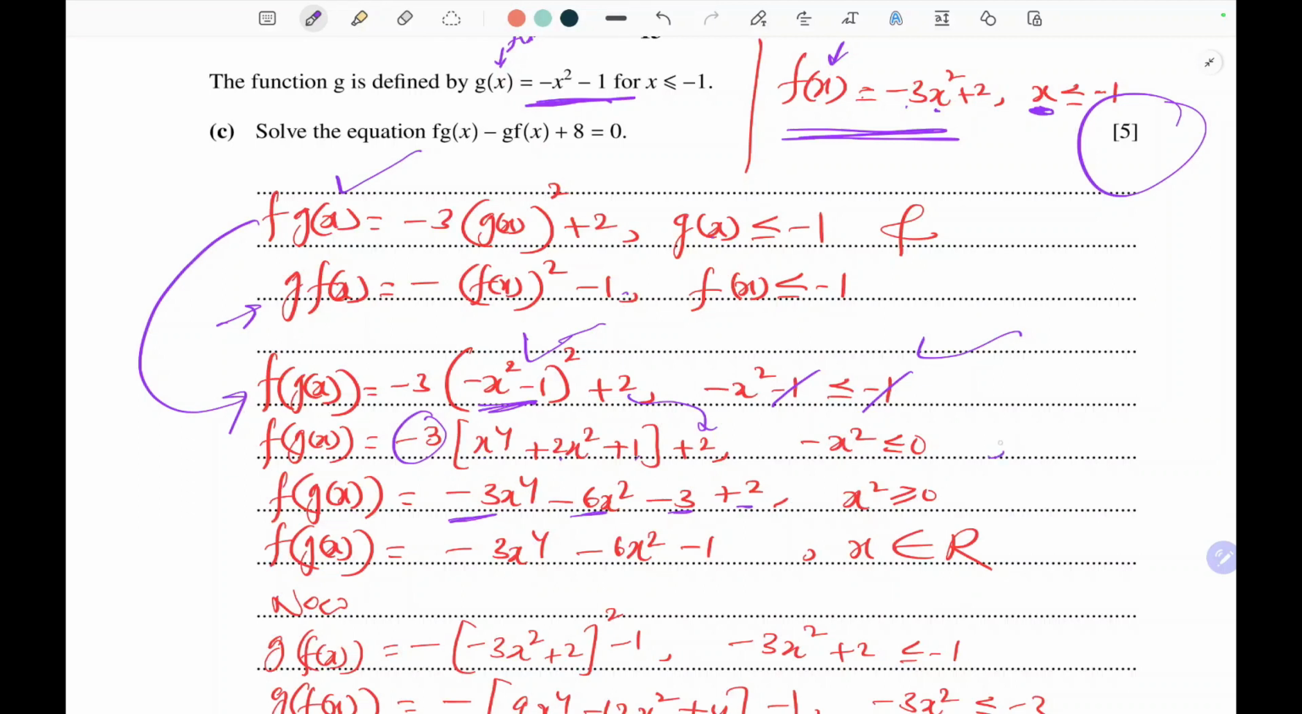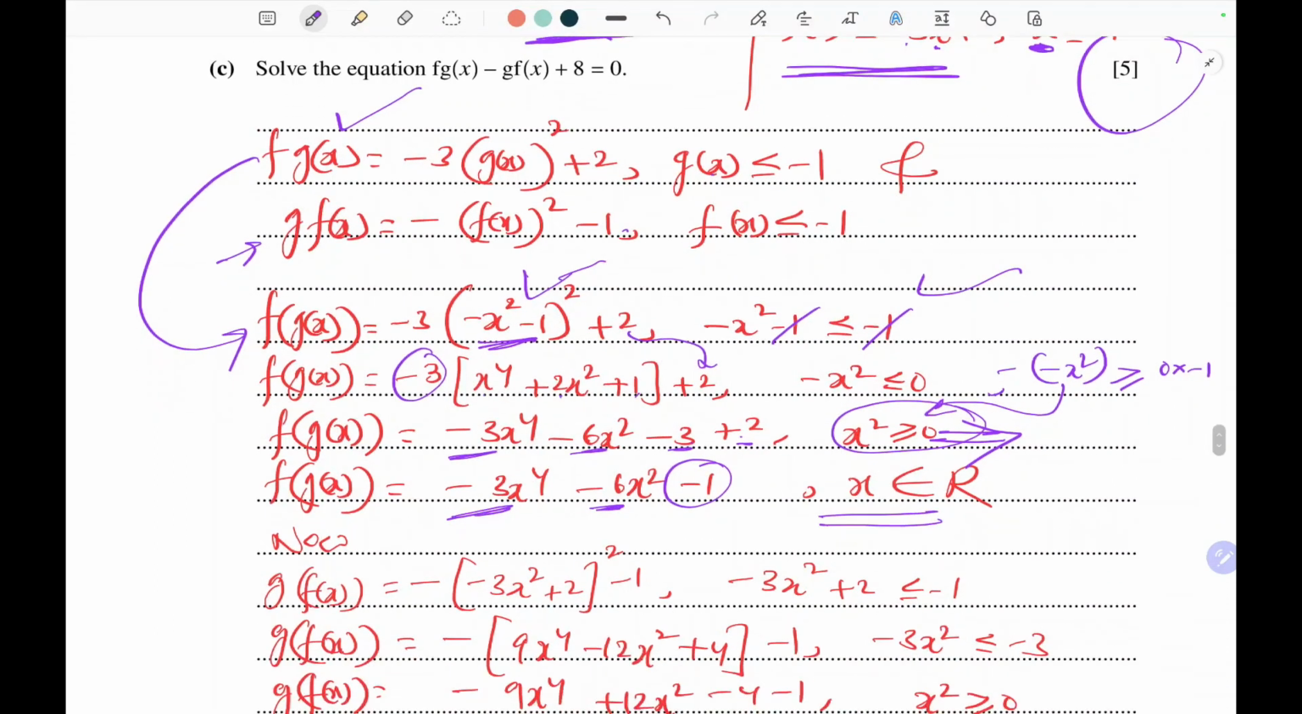Now apply a negative number on both sides, so minus x squared becomes x squared, and 0 times minus 1 is 0. But you know that when you multiply by a negative number, the inequality sign changes, so it will be greater than or equal to 0. So x squared is greater than or equal to 0, and 0 times anything is 0. So minus 3x to the power 4 minus 6x squared minus 3 plus 2, which is minus 1. And x squared greater than or equal to 0 is valid for any real number, because if I put any number, whether negative or positive, its square is always positive.